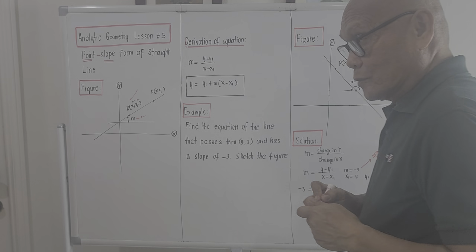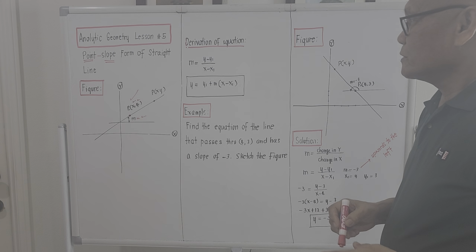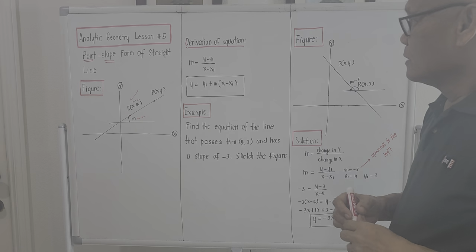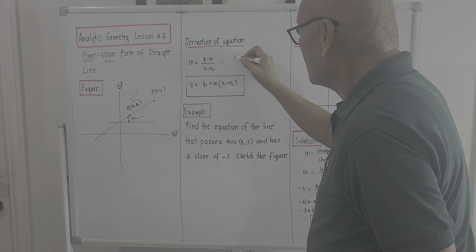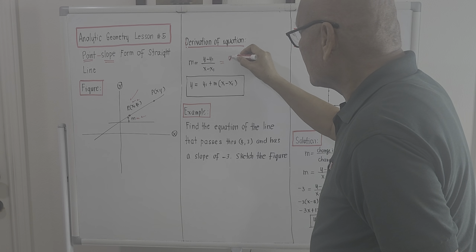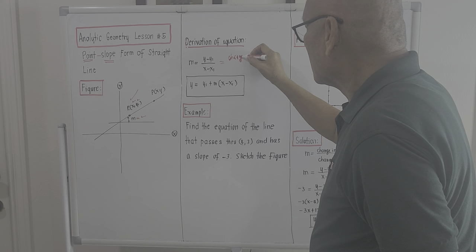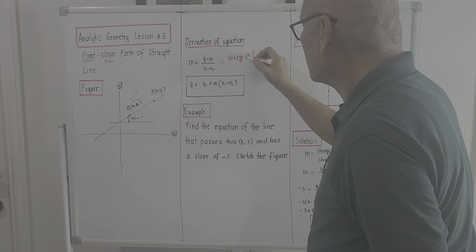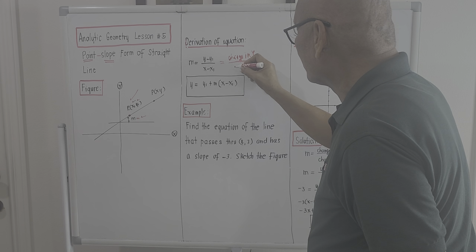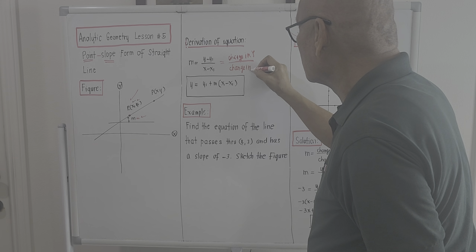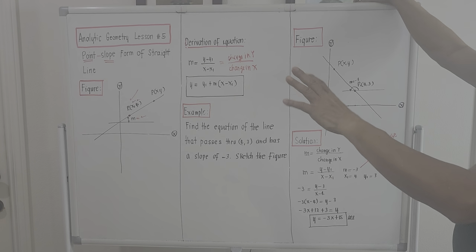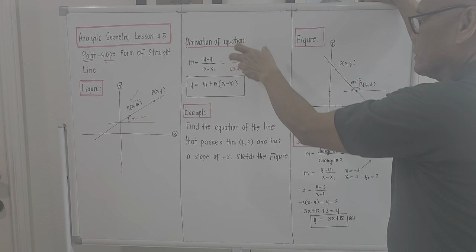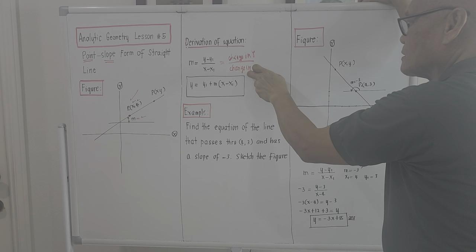To derive the equation of the straight line, we will start with the definition of the slope. Because actually, this is the definition of slope. It will be the change in y over the change in x. Okay, that's the definition of slope under analytic geometry: the change in y over the change in x.